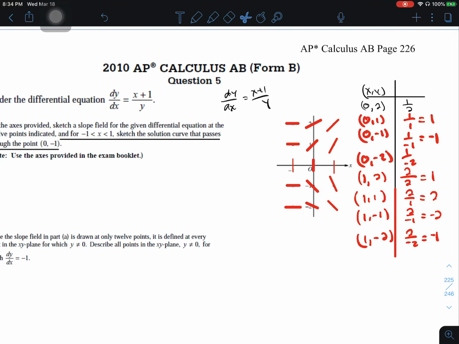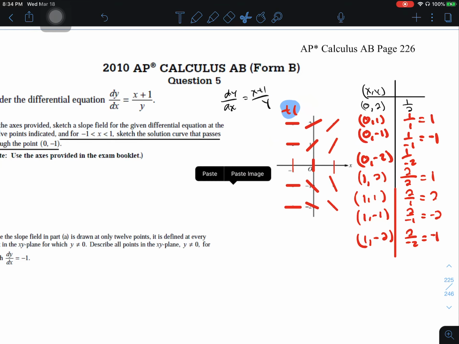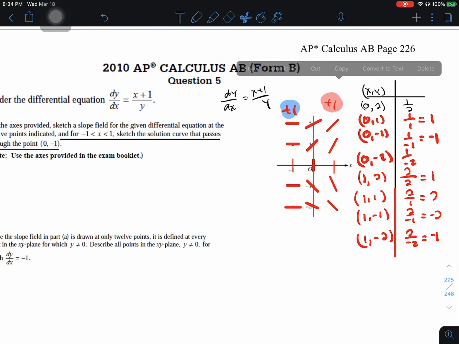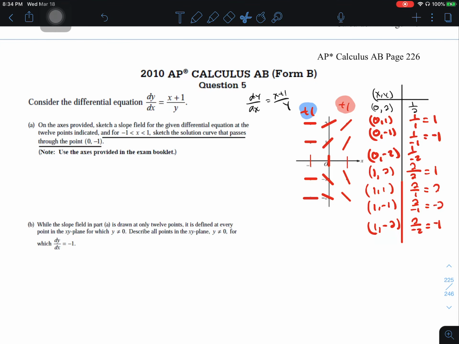I believe how this works for this one, as far as scoring goes, you get 1 point if you correctly label all the places where it's 0 and undefined. Then you get another point for correctly labeling all the places where it's positive or negative. But there's a second part of this question, which is, between -1 and 1, non-inclusive, sketch the solution curve that passes through the point 0, -1.